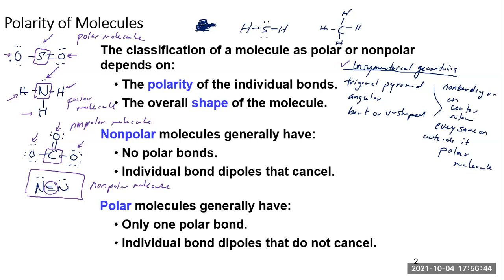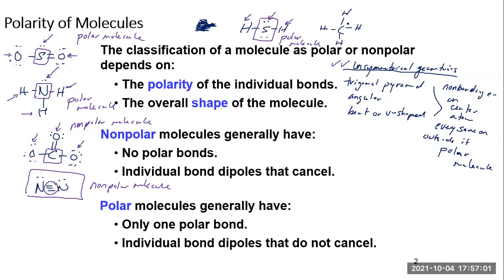Coming up here to the top, we got our central atom. I see dots. I see the same element on the outside. That tells me it's unsymmetrical, and this is going to be a polar molecule.